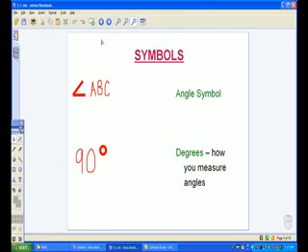The first thing we're going to go over today is the symbols with angles. This first one is the angle symbol. So you would write the angle symbol and then the name of the angle after it. The second one is the circle after the number, and this is degrees, which is how you measure angles.